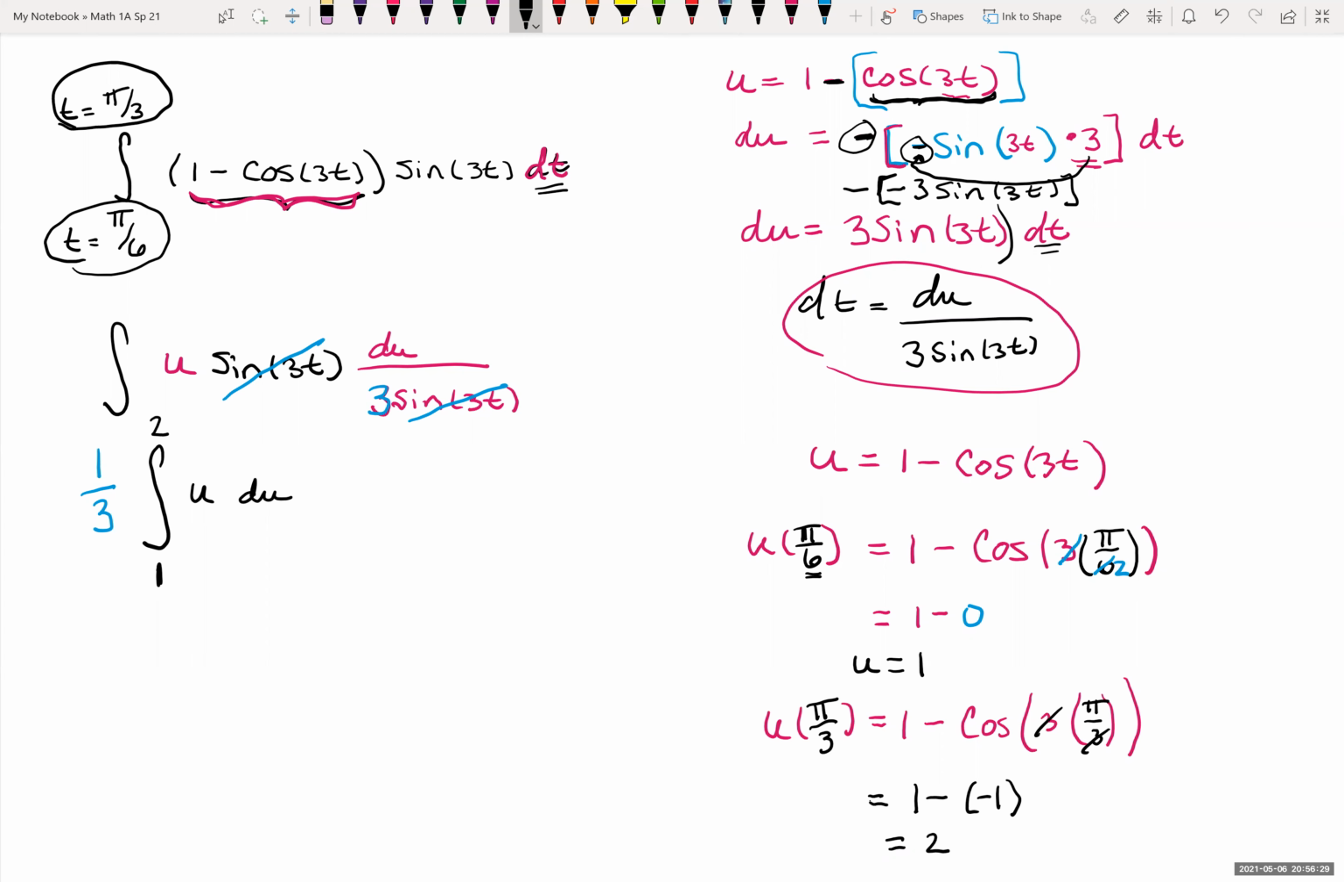Okay, so now we can take the antiderivative. Let's bring down our 1/3. Antiderivative of u, add 1 to the exponent, is 2. Divide by our new exponent of 2. And we're evaluating this from 1 to 2. So this is the same thing as 1/6. We technically can pull that coefficient out and just evaluate this u squared from 1 to 2.